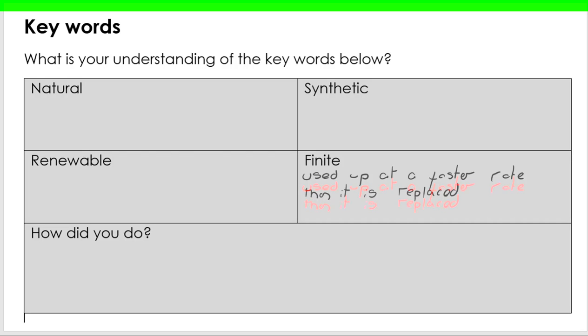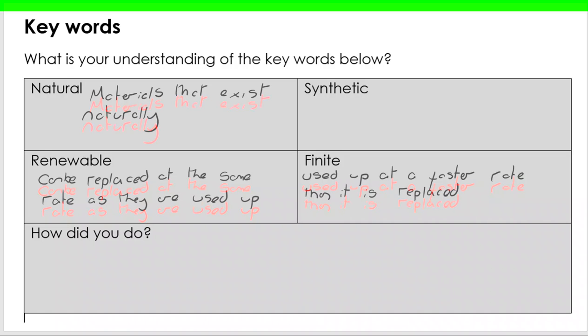So, finite means that we're using something up at a faster rate than it is replaced. It means essentially it's going to run out. Whereas renewable, we will have a constant and consistent supply. So it can be replaced at least the same rate that it's used up. And we're going to look at some examples of those later on within the video.